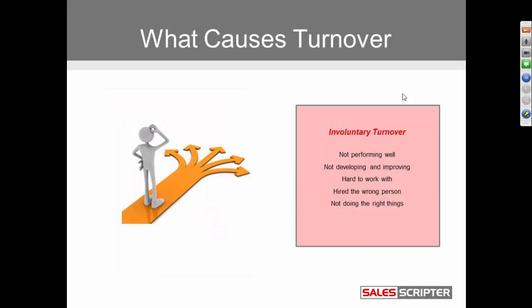But as you know, sometimes people leave because they're asked to leave. There's involuntary turnover. And these are pretty clear cut and dry, but someone might be asked to leave because they're not performing well. They might not be developing and improving as you would like. Maybe they're hard to work with, right? They're not able to follow direction, or they're just unpleasant.